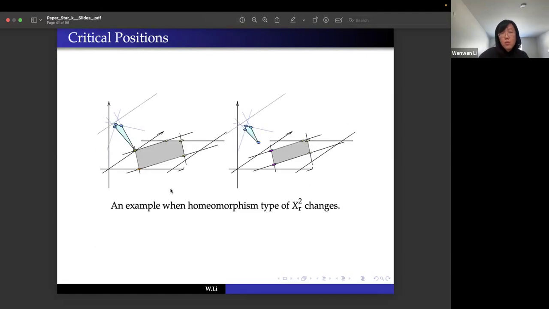We start from this critical position, and then we increase R, and we get smaller spaces, right? And this space is no longer path connected. So in this case, the homeomorphism type of the second configuration space changes.